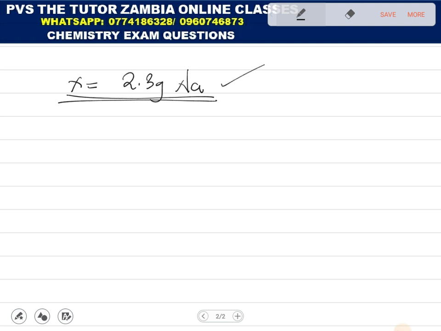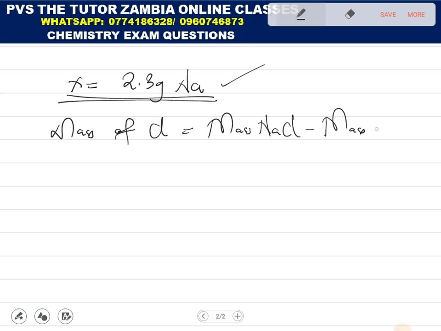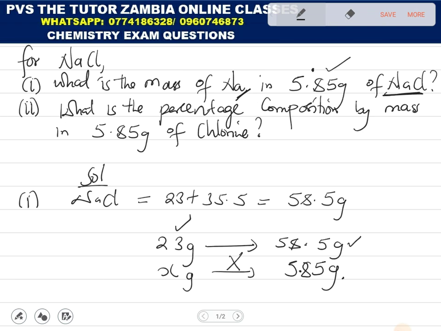If they ask you to find the mass of chlorine, what do you do? If they said find the mass of chlorine, it will be the mass of sodium chloride minus the mass of sodium itself, which will be 5.85 minus 2.3, which will give you 3.55 grams for chlorine. That is if they asked you to find for chlorine, but you are asked to find for sodium, so we just end there.